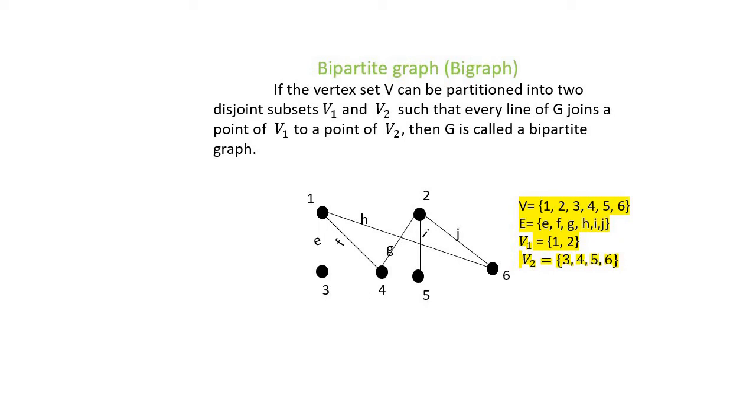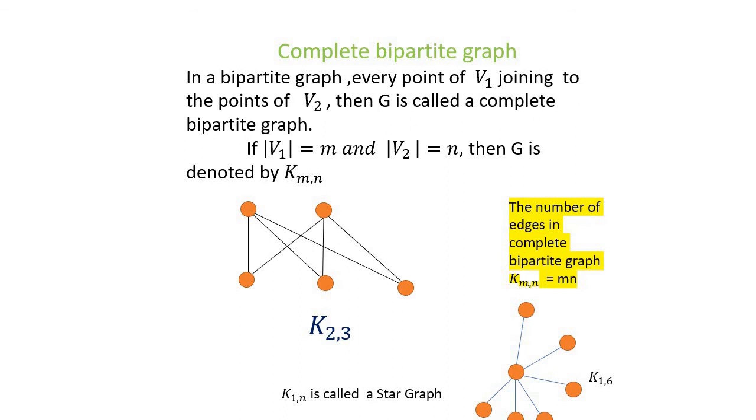Moreover, we take one more edge h, with one end 1 in V1 and the other end 6 in V2. Now the complete bipartite graph. In a bipartite graph, if every point of V1 is joined to every point of V2, then that is a complete bipartite graph.